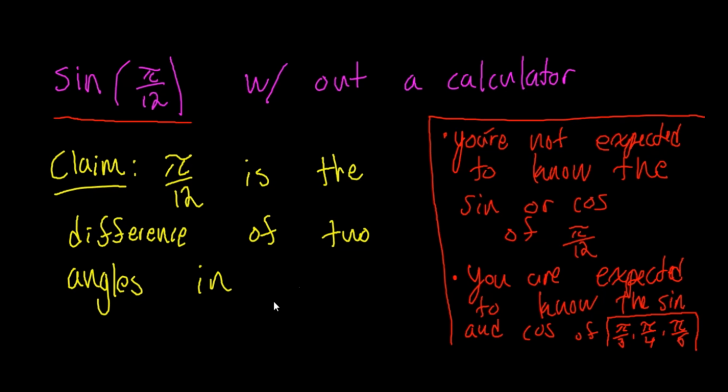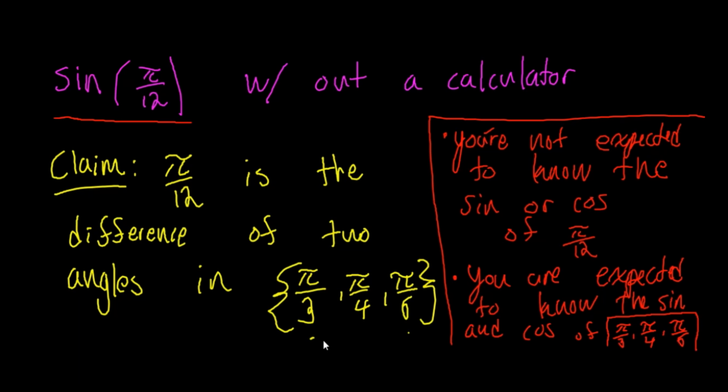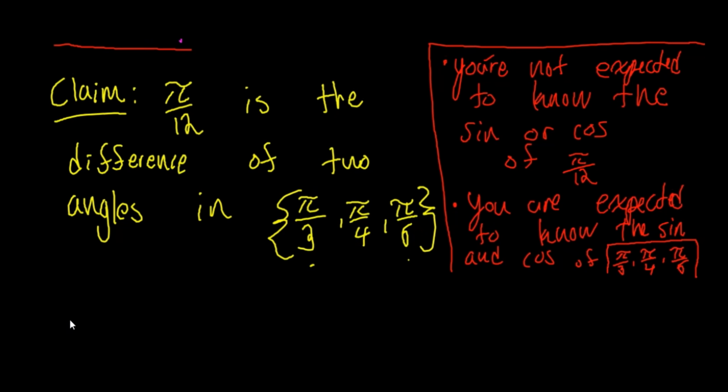in the collection of angles pi over 3, pi over 4, and pi over 6. That is, we can rewrite pi over 12 as the difference of two of these three angles. Pause the video and think about how we might do that. So I'm assuming you've had a go at it. Pi over 12 is equal to pi over 4 minus pi over 6.